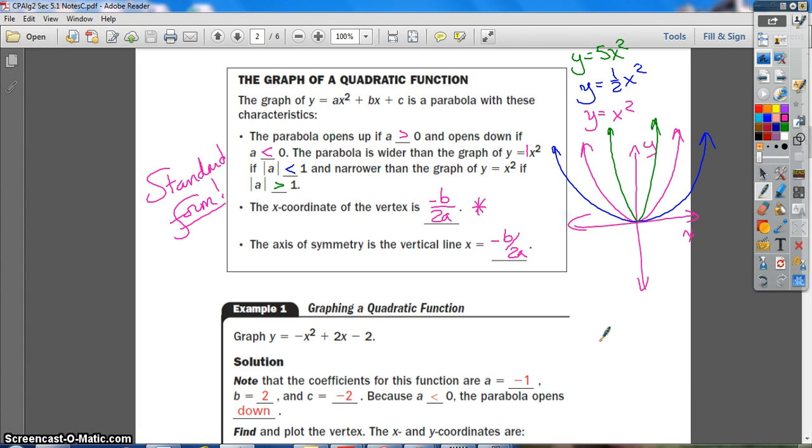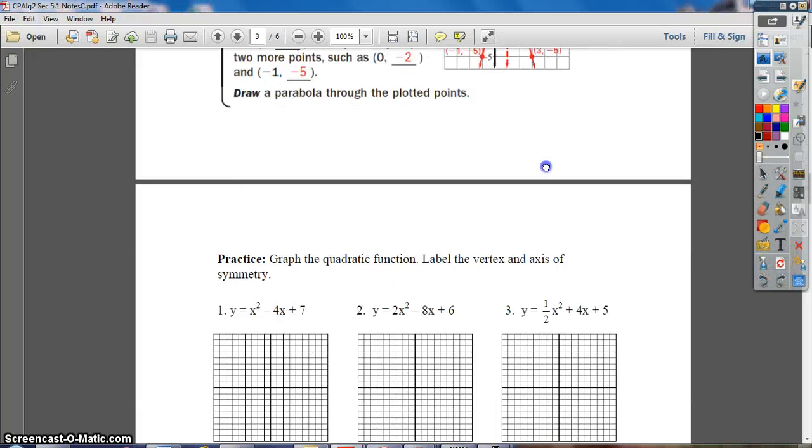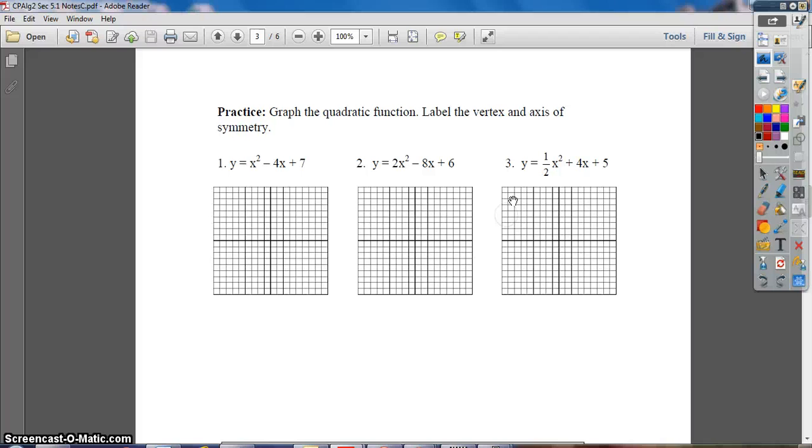Okay, so let's actually go ahead and do one of these examples. You could always look at the graphing of the quadratic function here on your own time. I'm actually going to go to the next page and take a look at 1, 2, and 3 that you have here. So all these quadratics are in what we would call standard form.